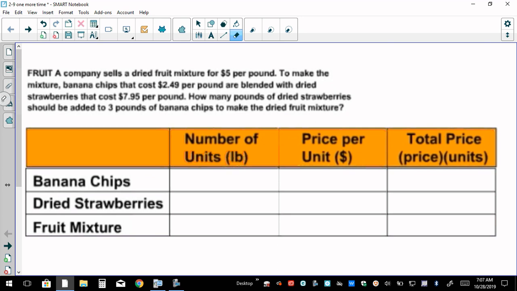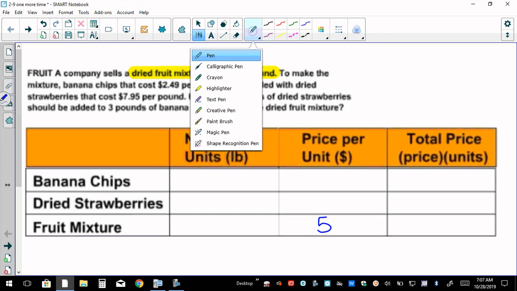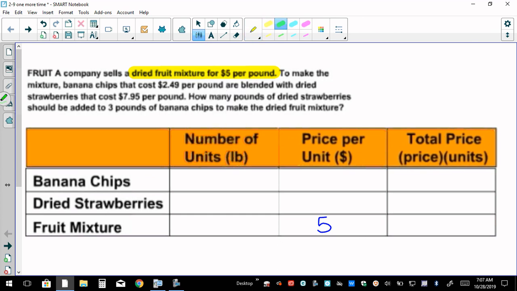So let's just start by filling in the information that we know and highlighting some information. It says a fruit company sells dried fruit mixture for $5 per pound. So I'm going to pick out some information here. The dried fruit is $5 per pound. Now, if you look at your table, it has number of units, price per unit, and total price. Well, we're looking at price here. Price per unit of the dried fruit mixture is $5 per pound. To make the mixture, banana chips that cost $2.49 per pound.